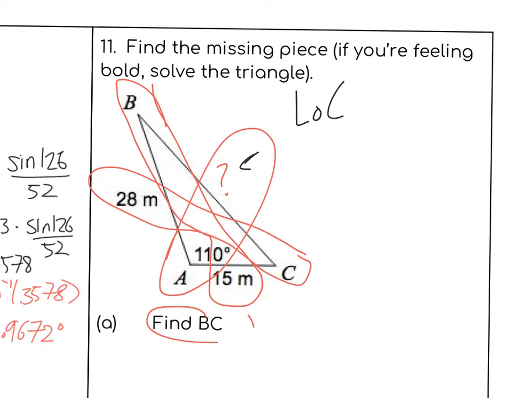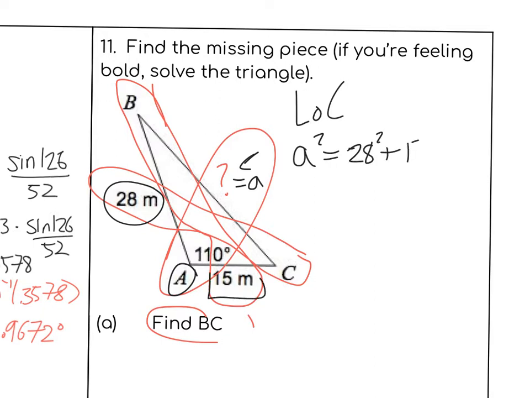All right, so what I'm looking for is that side and the angle that's opposite it. Since we're looking at A, that's how the law of cosines is going to set up. So A squared is equal to one of the sides, let's call that 28 squared, plus the other side, let's call that 15 squared, minus 2 times 28 times 15 times cosine, and angle A is going to be 110.